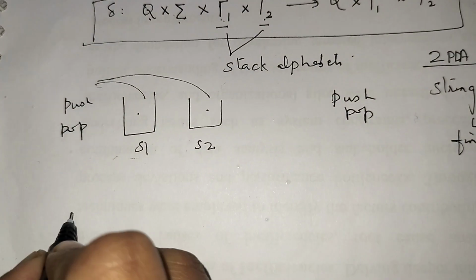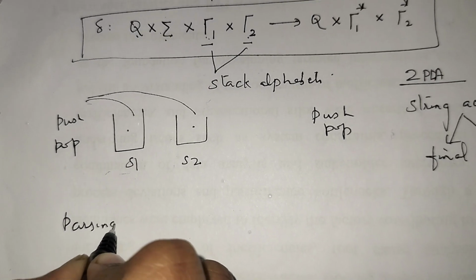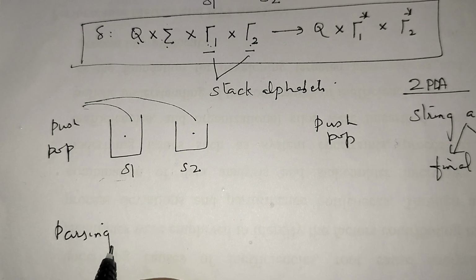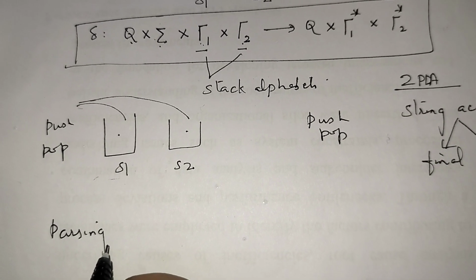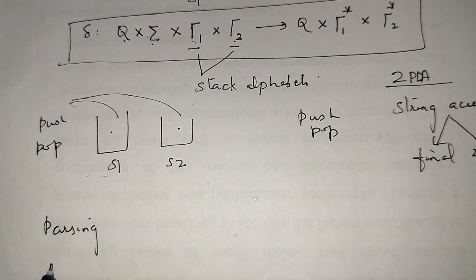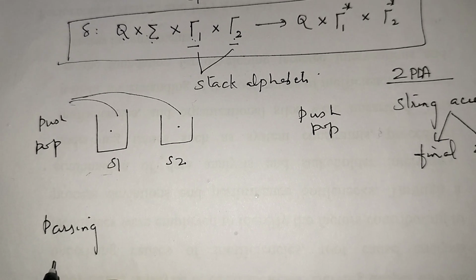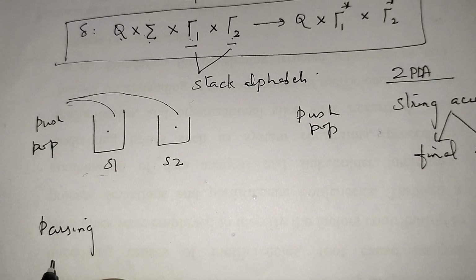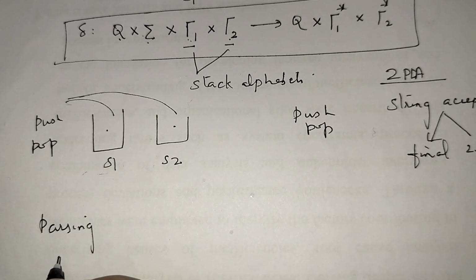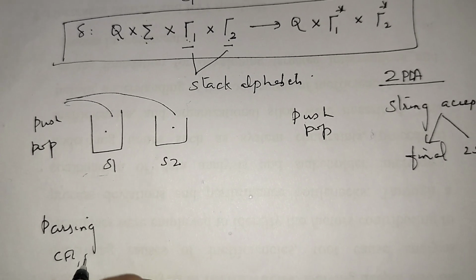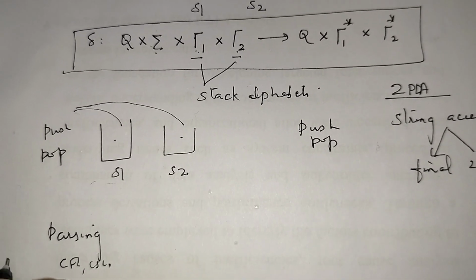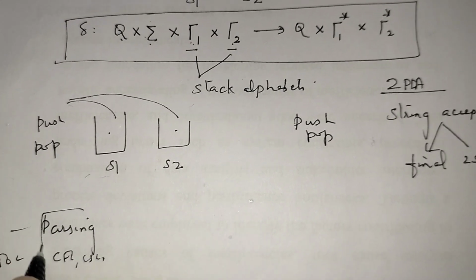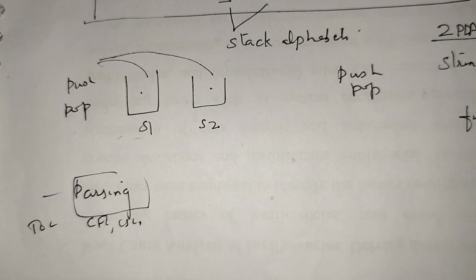And as for applications, we use 2 PDAs for parsing. That is, a 2 PDA can be used in parsing algorithms for some programming languages, particularly those requiring more complex language constructs. Also, in theoretical computer science, that is TOC, it serves as a tool for studying the limits of computation and the relationship between different classes of languages, context-free languages, context-sensitive languages, etc. So in TOC we are using it, and in compiler design for parsing also we are using a 2 PDA.